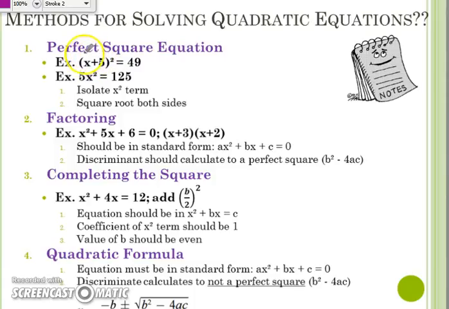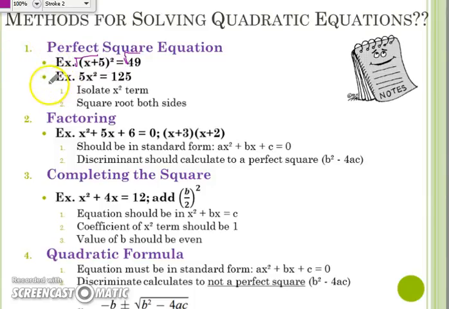So if you've got a perfect square on each side of the equation, you can take the square root of each side and then solve to find your two values of x. So in this first example, if I had x plus 5 squared equal to 49, you could take the square root of each side first and then solve for your two values of x.